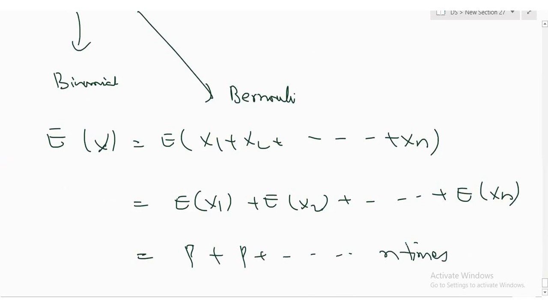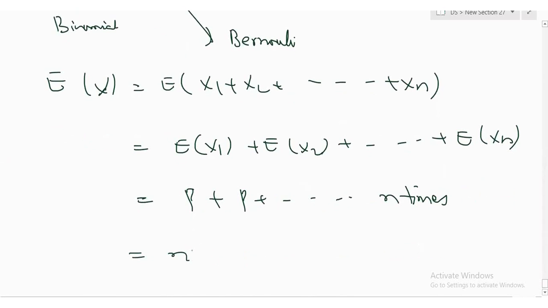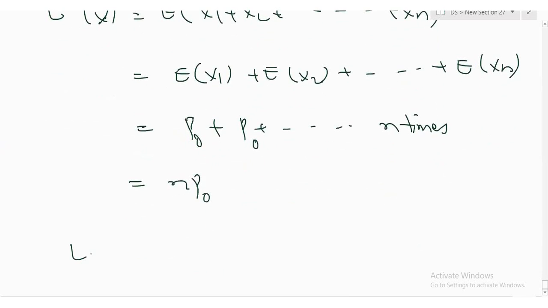How many? N times. If you add 5 ten times, or 6 five times, what is the total? 5 into 6. So I'm adding P n times. What is this? NP. If it is the population, I need to keep the P naught. Yes or no, guys? So the expected value of x is nothing but the mean. What is the interpretation of this? On an average, how many successes am I going to get? This is nothing but this.